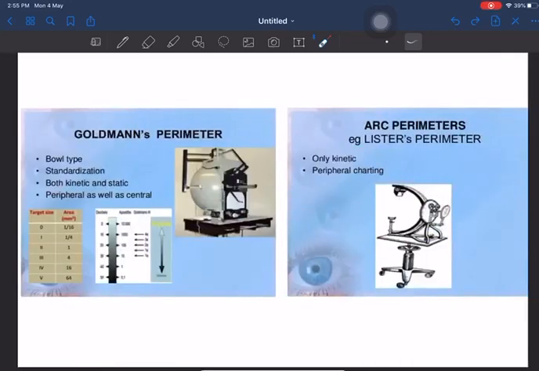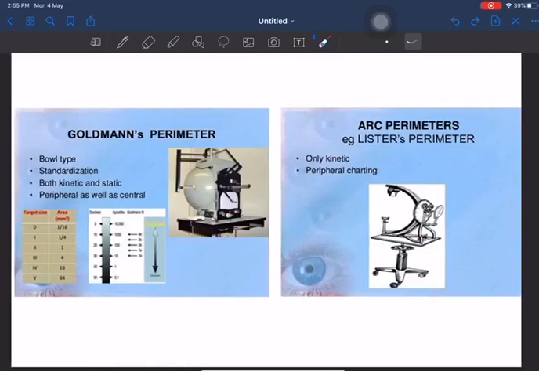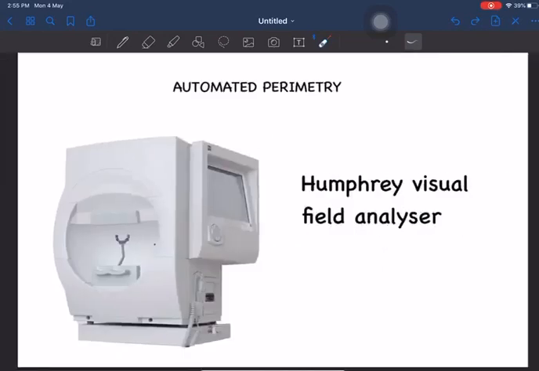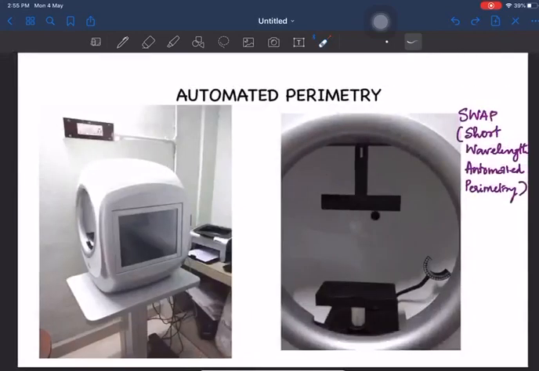These are the pictures of Goldmann's perimeter and Lister's perimeter. These are some examples of automated perimetry. Humphrey's Visual Field Analyzer, what we call HFA, is our automated perimeter. What we have in our glaucoma clinic is SWAP, short wavelength automated perimetry.